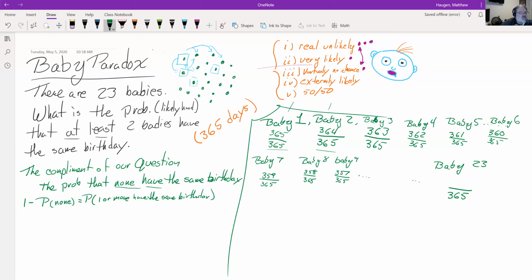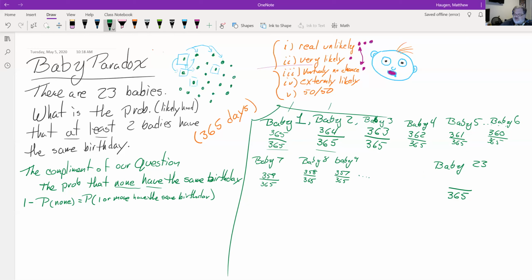Now 342, almost 342, I think, is actually baby 24. Sorry. Notice baby 1 is all 365. Baby 2, we subtracted 1 from this list. Baby 3, we subtracted 2. Baby 4, we subtracted 3. We're subtracting 1 more every time.